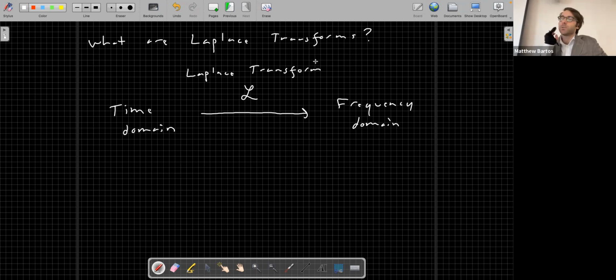But so who's familiar with Fourier transforms? Okay, most of you are familiar with Fourier transforms. So what are Fourier transforms doing fundamentally when you take a function from the time domain and apply the Fourier transform? So you break it into an infinite series of sines and cosines. Very good. What is a Laplace transform doing?